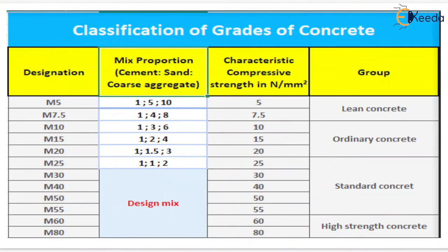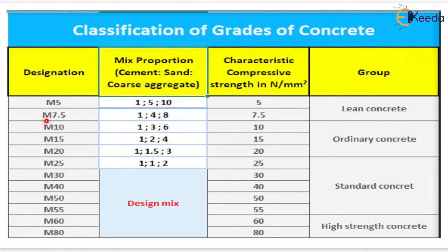Now in this table, the classification of grades of concrete is written. Here the designation is written and here the mixed proportion is written, that is cement : sand : coarse aggregate. In the third column, characteristic compressive strength in Newton per mm square is written, and in the last column the type of concrete is written. For M5 designation, the mixed proportion is 1:5:10, whose compressive strength is 5 Newton per mm square, which is also known as characteristic compressive strength.